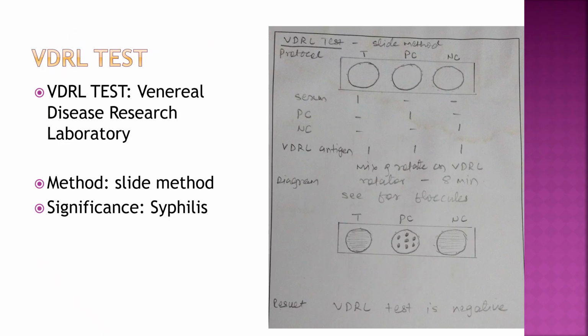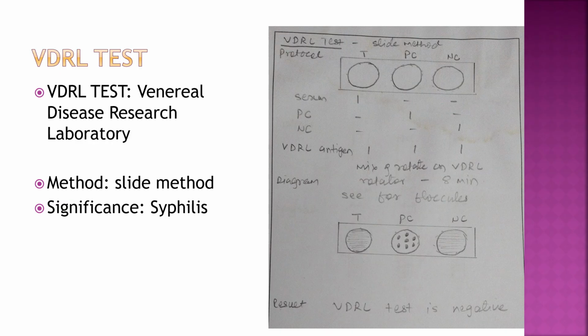Then the VDRL test, the Venereal Disease Research Laboratory test, by slide method. Again, here you have to take 1 drop of serum, 1 drop of positive control, 1 drop of negative control, then add antigen, one drop to each, and then mix and rotate for 8 minutes on the VDRL rotator or manually, and then see for the clumps. Here you will see floccules. For reporting: if no floccule is seen, non-reactive; if weak floccule is seen, weakly reactive; if strong floccule is seen, strongly positive.